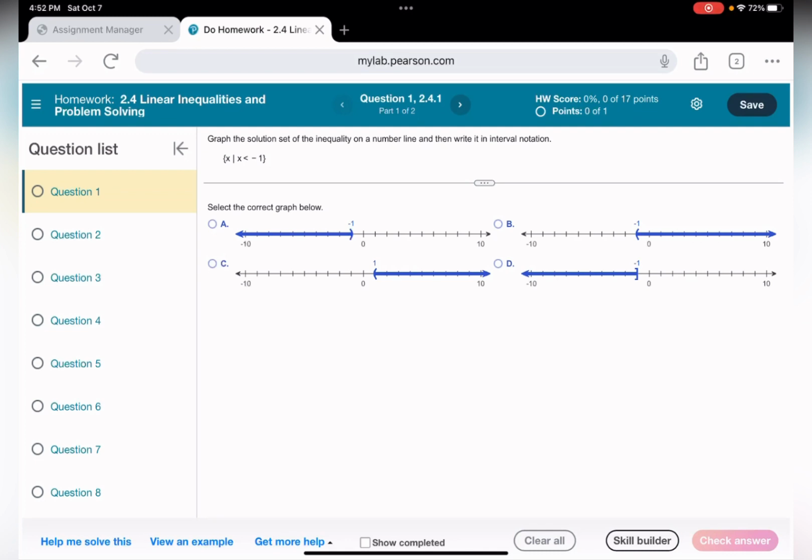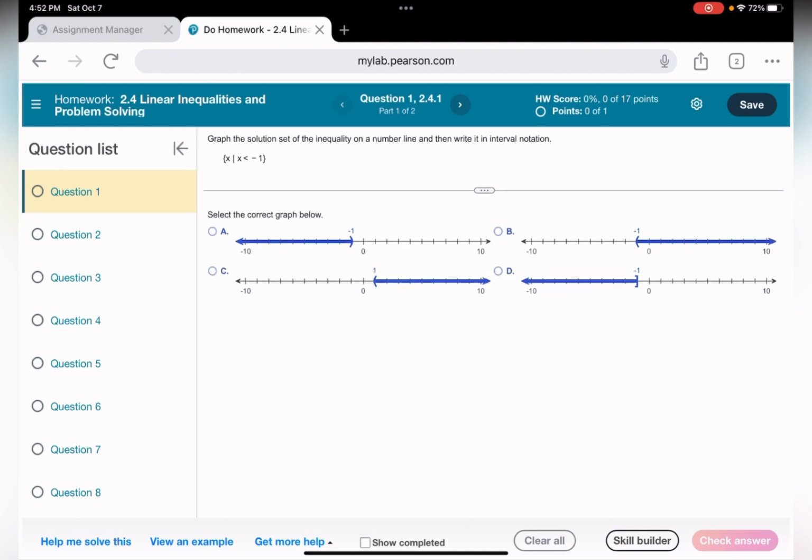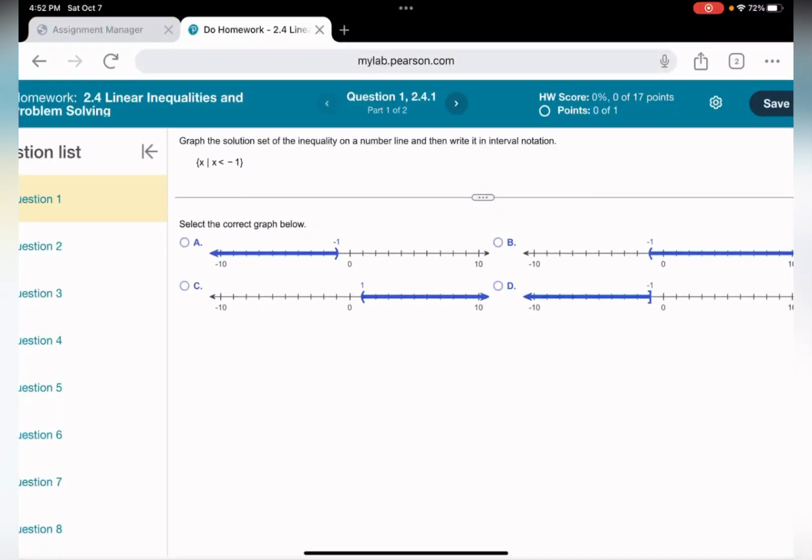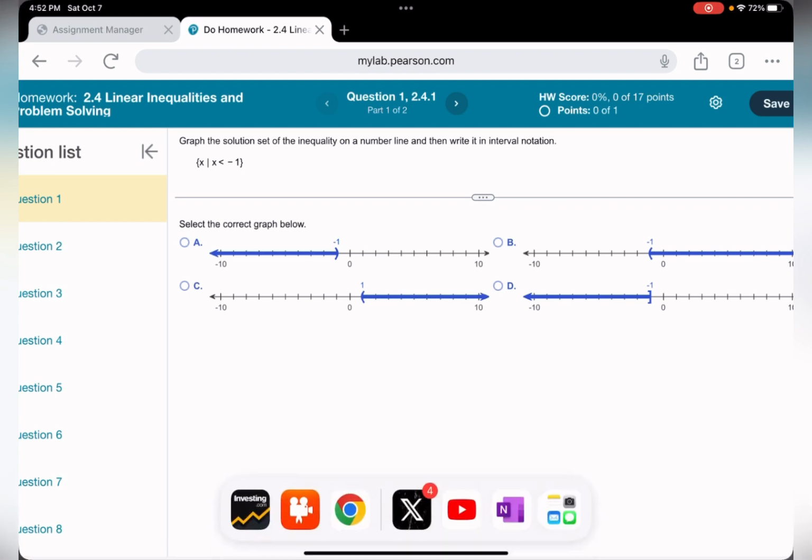Okay, we're doing homework 2.4, linear inequalities and problem solving. So what do we have here? Graph the solution set of the inequality on number line and then write it in interval notation. Okay, so we have x is less than -1.